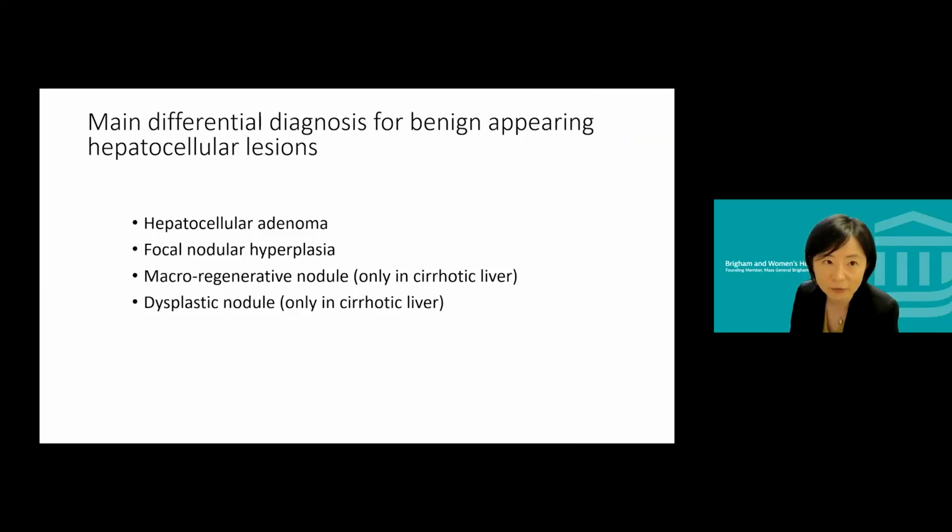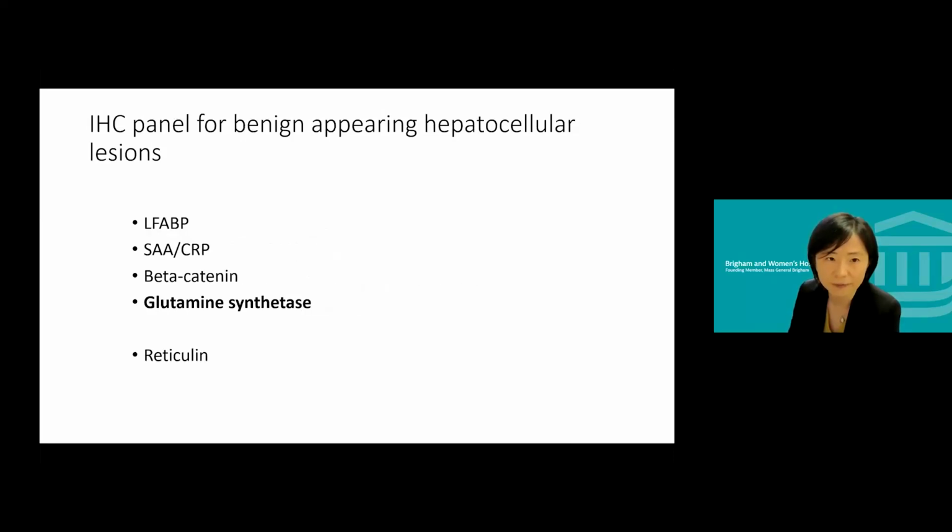And the next question would be, once you know the lesion is present, what kind of diagnosis would you give? So the main differential diagnosis for a benign appearing hepatocellular lesion in non-cirrhotic liver is hepatocellular adenoma and FNH. There are other lesions that could arise from non-cirrhotic liver, but they are much more rare.